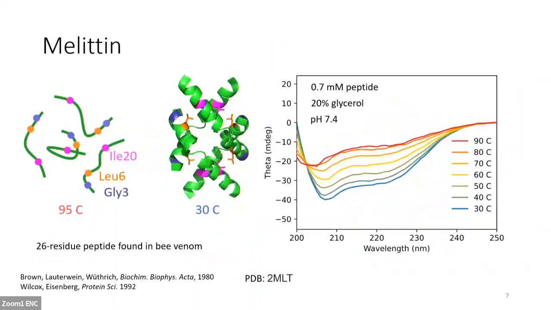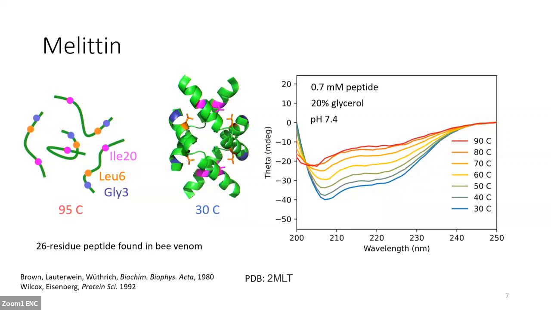So melittin is a 26 residue peptide which is found in bee venom. Melittin forms alpha helical tetramers, shown here in the center of the slide, at room temperature and at neutral pH, but becomes disordered when you heat it to high temperature or drop it to low pH.